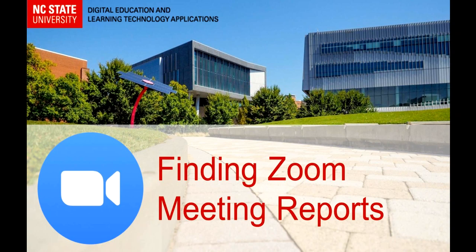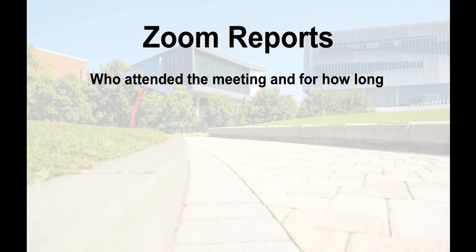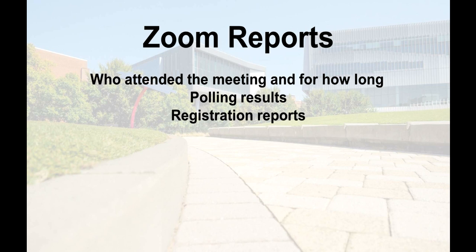In this video, part of Delta's Getting Started with Zoom series, you'll learn about the reports that are available once a Zoom meeting has ended and where to find them. Zoom reports provide information about your meeting, such as who attended your Zoom meeting with a full list of meeting participants and how long each participated, polling results, and registration reports if you ask participants to register.